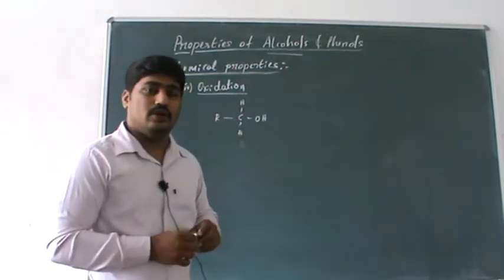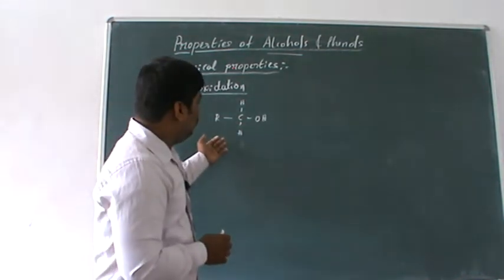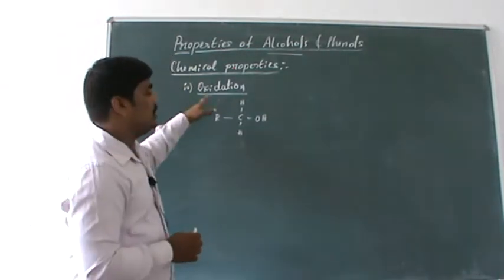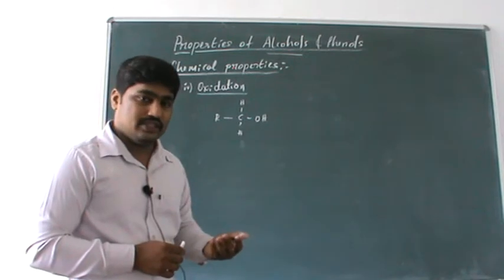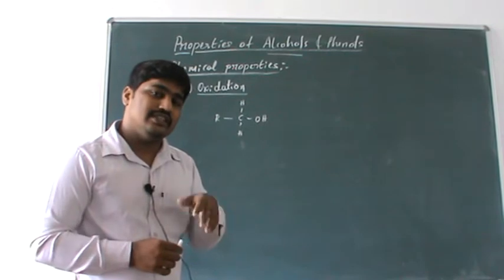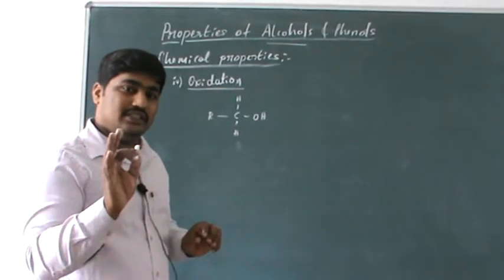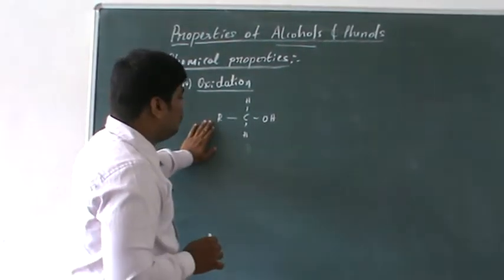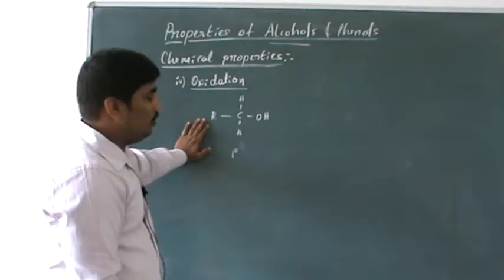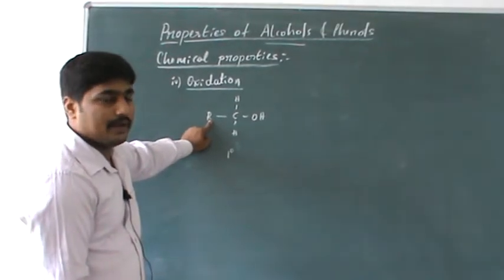In the case of alcohol, depending upon the degree and nature of the alcohol, we need different oxidizing agents. A strong agent is required in a few cases, and in a few cases a mild agent is enough. I am considering the general case, a primary alcohol. How can you identify the primary alcohol? The carbon attached to OH contains only one alkyl group. This is the primary alcohol.